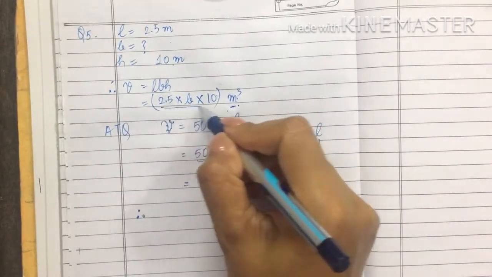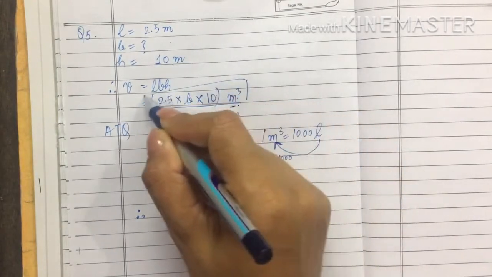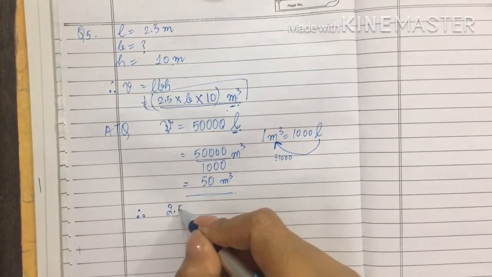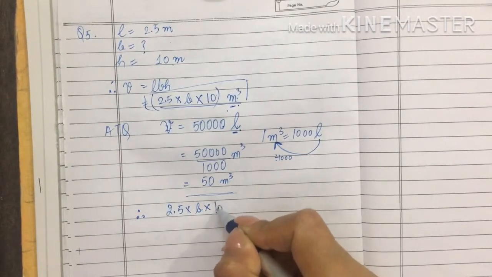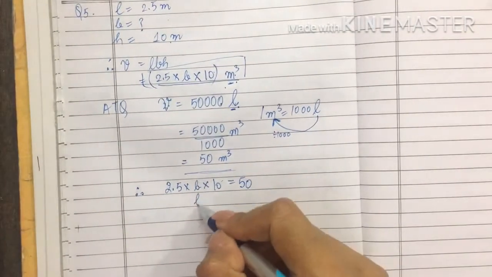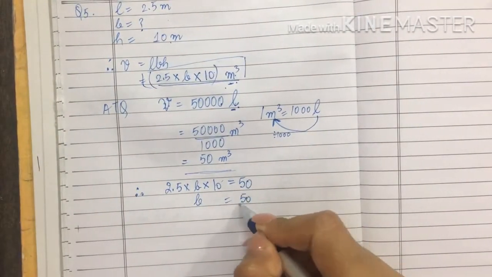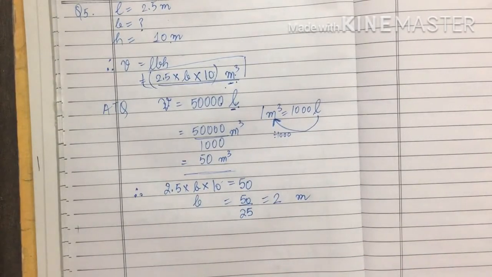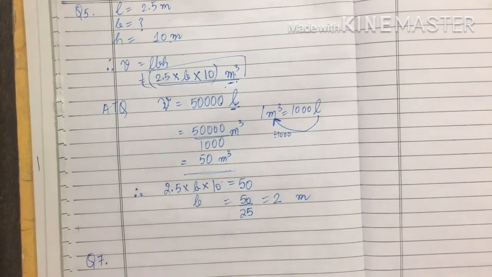Therefore, the volume we obtained and the one which is given will be equal: 2.5 multiplied by B multiplied by 10 should be equal to 50. Solve this and find out the width. This comes out to be 2 meters. After question number 5, we are doing question number 7.